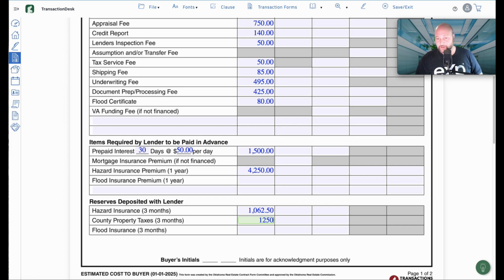$1,250 for your county property tax escrows. Any questions on reserves deposited with the lender? Any questions on what we just went over right there? Any questions on that? No? Okay, perfect. We're going to move over to page 2.